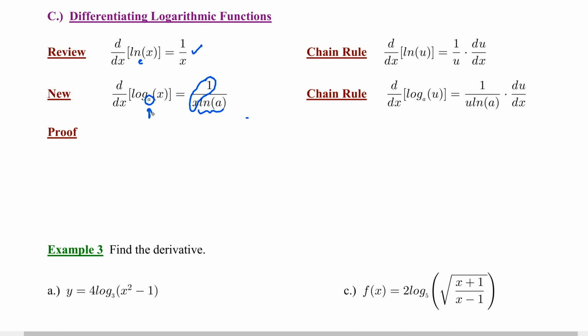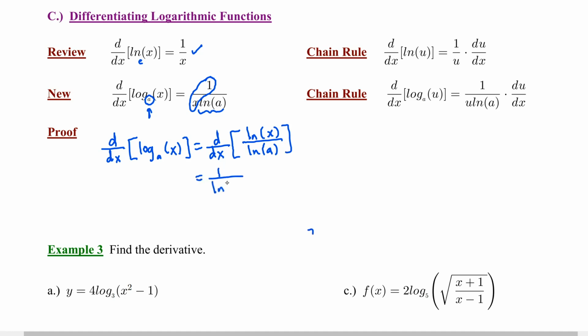Now, let's see where this formula comes from. To find the derivative with respect to x of log base a of x, we're going to apply the change of base formula to log base a of x. Recall that this is equivalent to natural log of the argument divided by natural log of a. Again, that's called the change of base formula. Now, a is a constant, so natural log of a is also a constant, and we can factor constants in front of our differential operator. So we have 1 over the natural log of a times the derivative with respect to x of natural log of x, which we'll easily recognize from all of our practice is 1 over x.